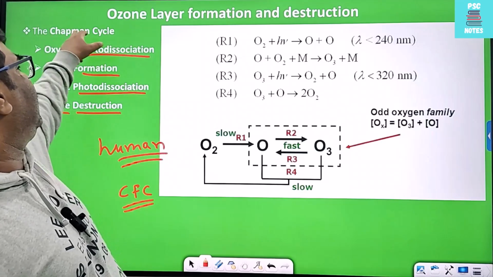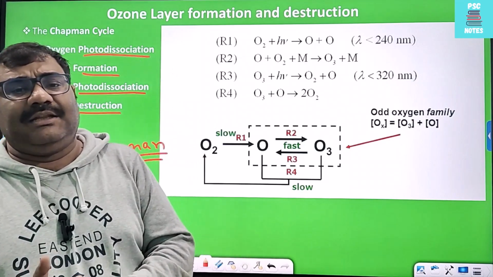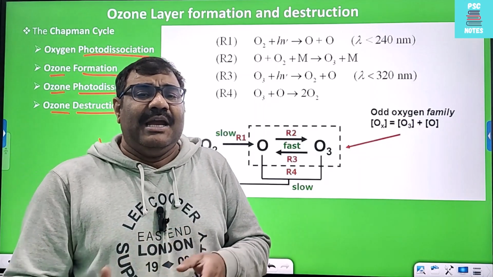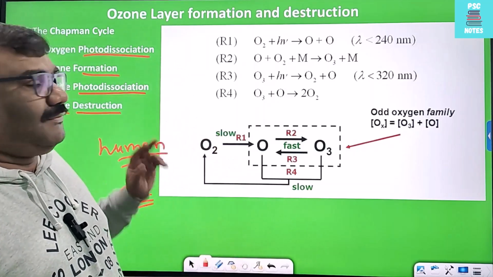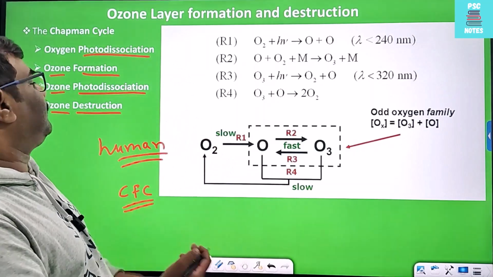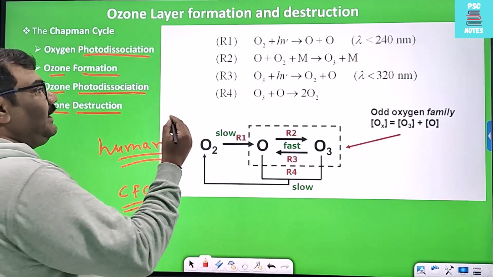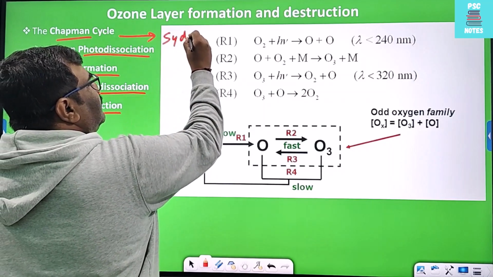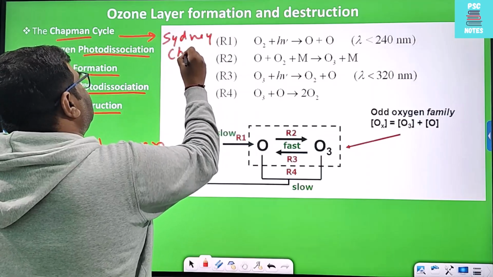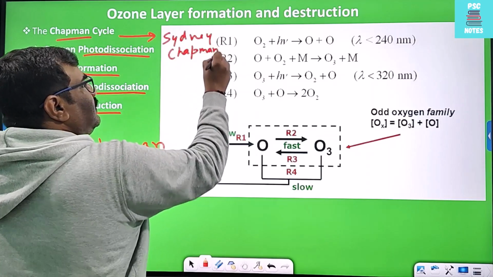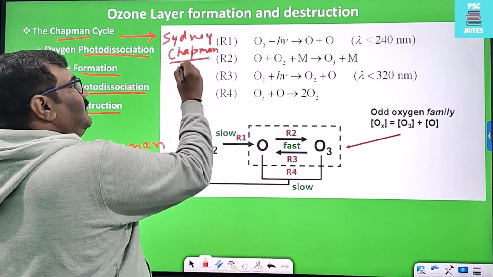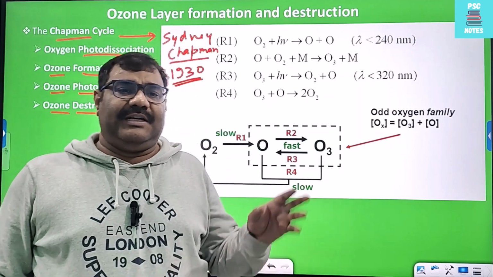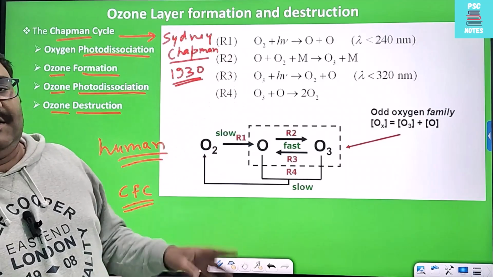So first of all, we will study the Chapman cycle. So what is the Chapman cycle? The Chapman cycle describes the chemical reactions responsible for the formation and destruction of ozone in the stratosphere. It was first proposed by Sidney Chapman in the year 1930. It is a fundamental process and consists of 4 reactions.